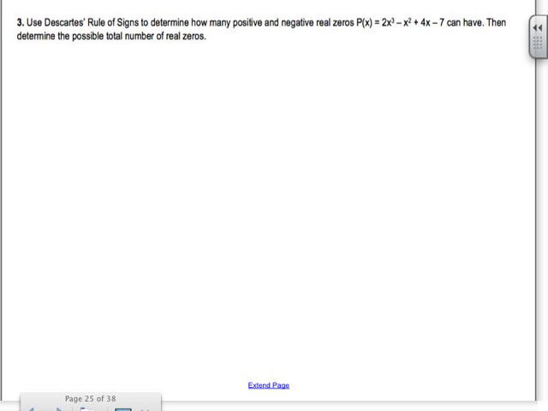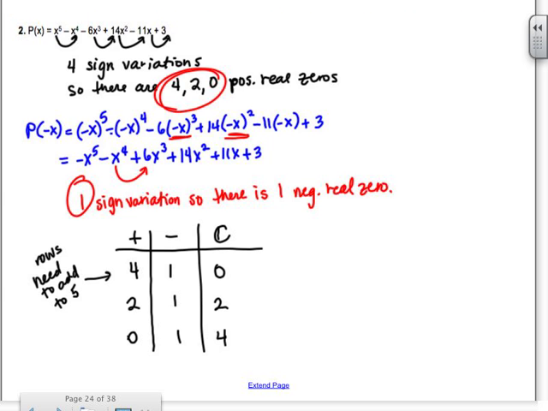I'm confused about time. Go back. Okay, so you see how there's 4 sign variations, so there are 4, 2, and 0 positive numbers. Where are you getting 4, 2, and 0? You always start with the 4, and you keep subtracting 2. So you have 4, 2 less than that's 2, 2 less than that's 0. You can't go any more.